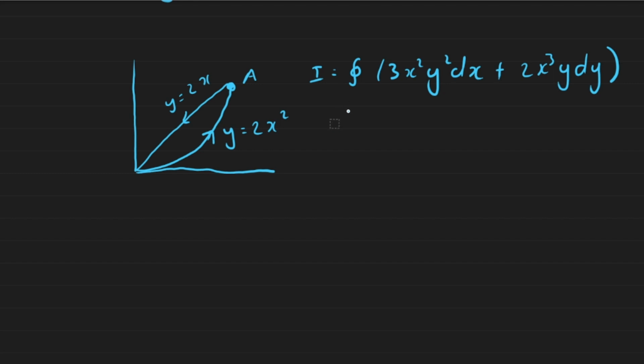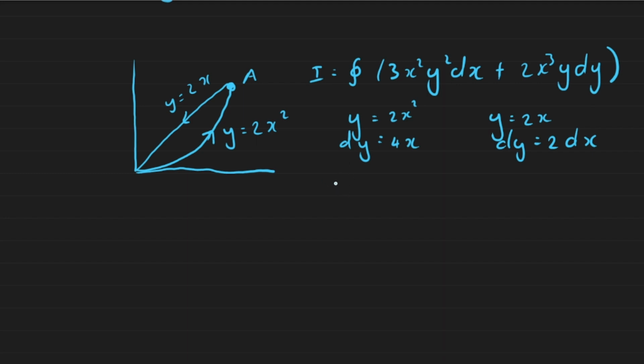Right, so let's firstly do the two curves. We have y is equal to 2x squared, that's our bottom curve, so dy is equal to 4x dx. And of course, y is equal to 2x, that is our top curve, so dy is equal to 2 dx. So we substitute this into our line integral.